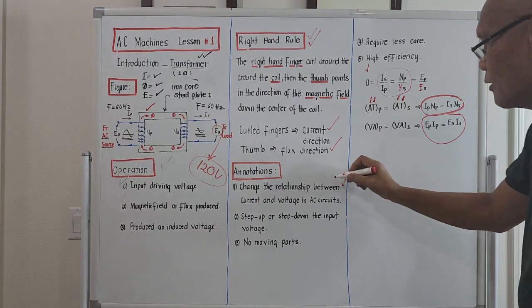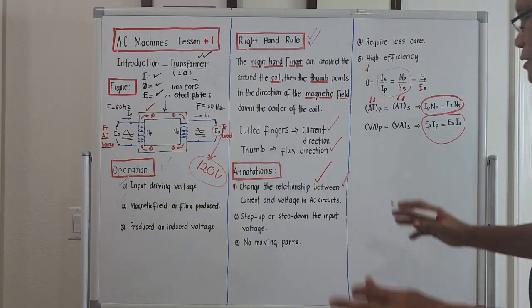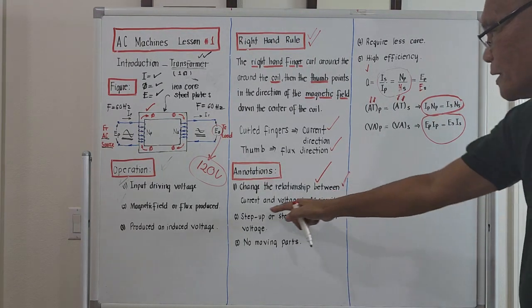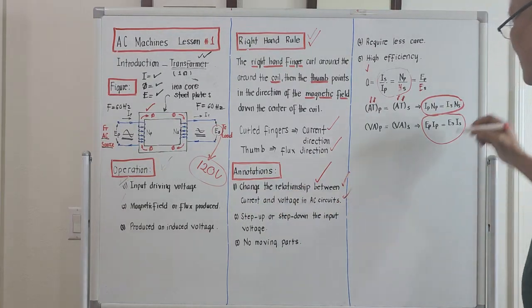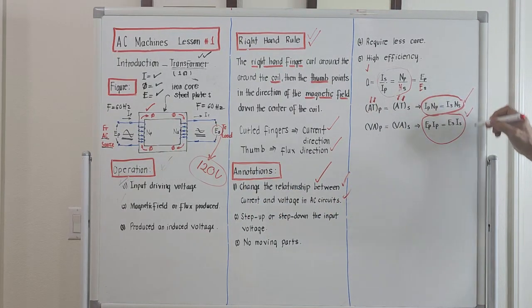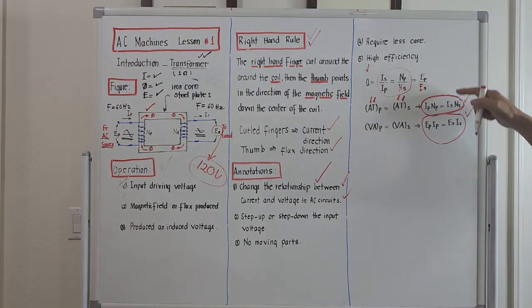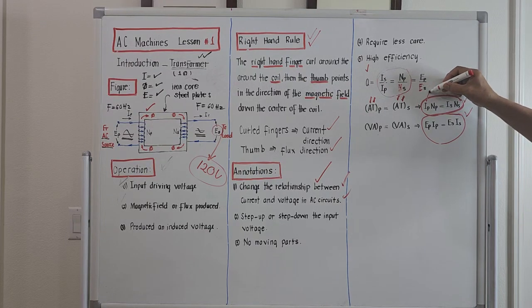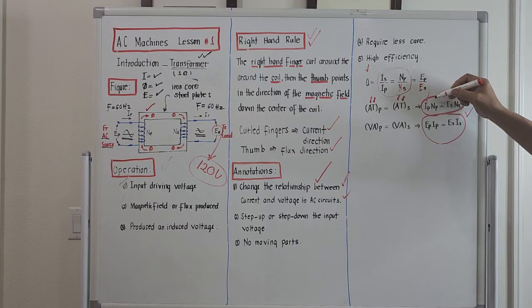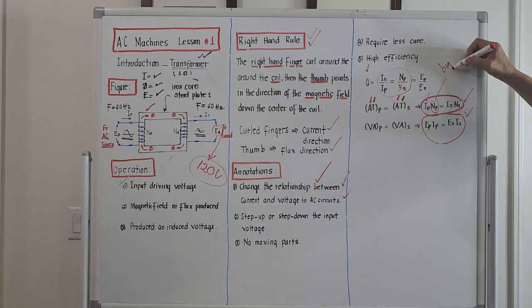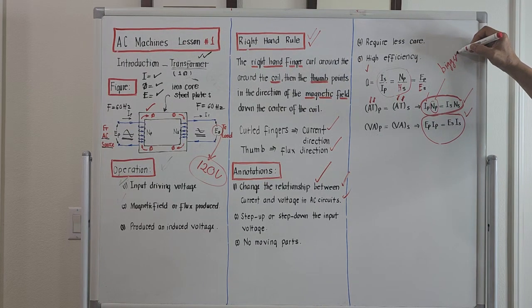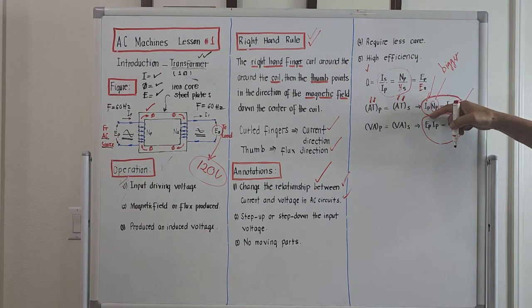That is the meaning of annotation number 1, that we could change the relationship between current and voltage in an AC circuit by using these two equations here. Actually, these two equations are used in the design of transformers. Because to change the current, if you want the volt ampere on the primary to be bigger, you make the number of turns bigger.